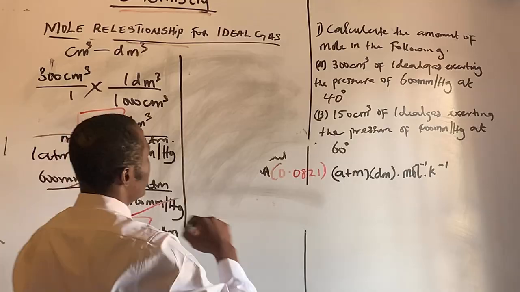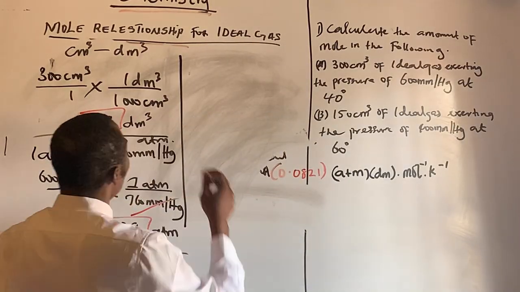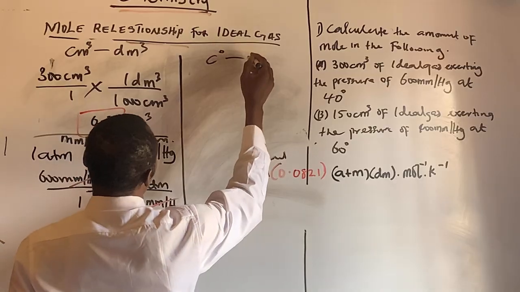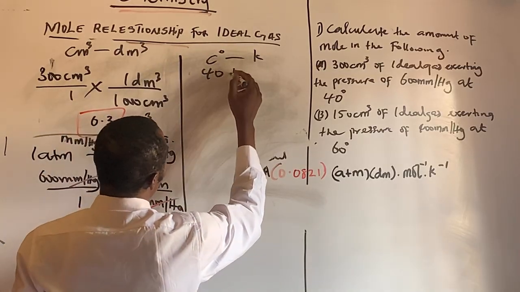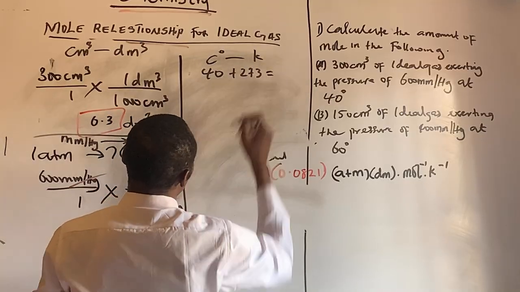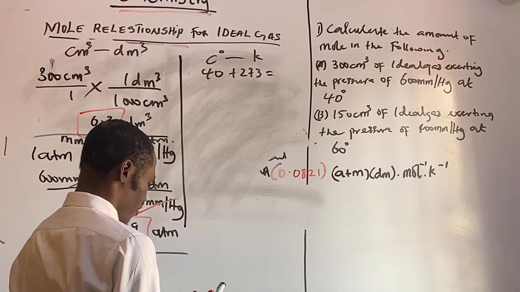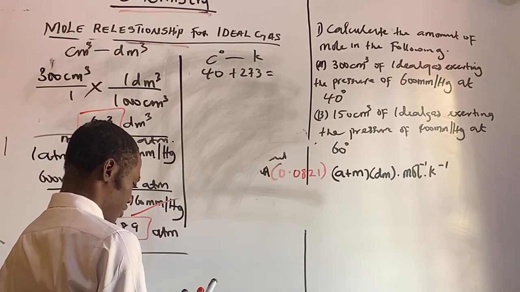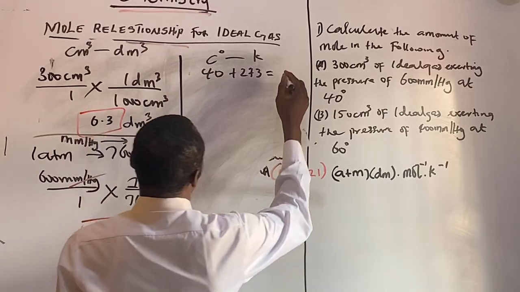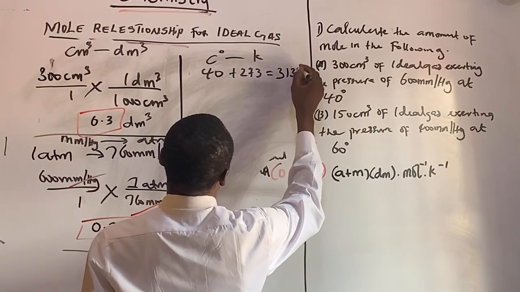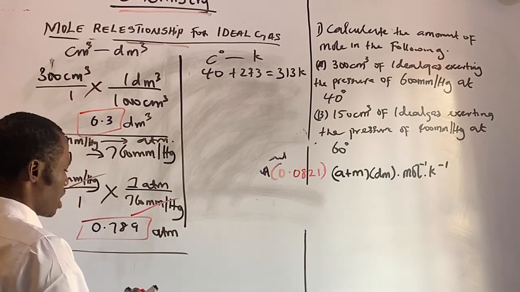Now we're going to the next one. The next one is to convert, the temperature is in Celsius. We need to convert from Celsius to Kelvin. So I have 40 plus 273. All right, that should give me 303 or something. So we have 40 plus 273. That will give me 313. So I have 313 Kelvin. Now, let's bring in the formula that we are going to use.